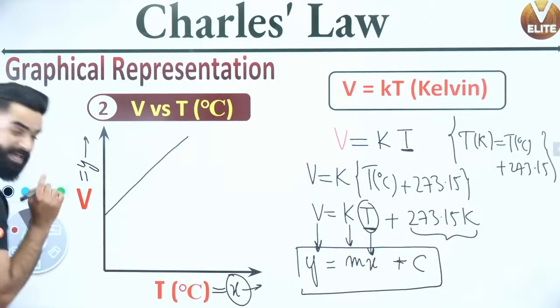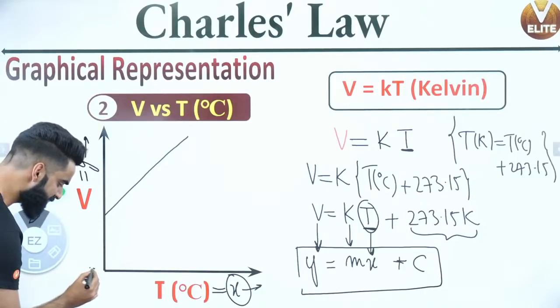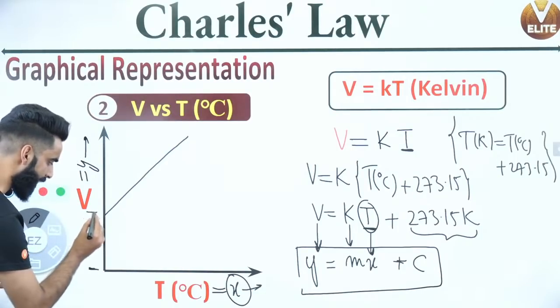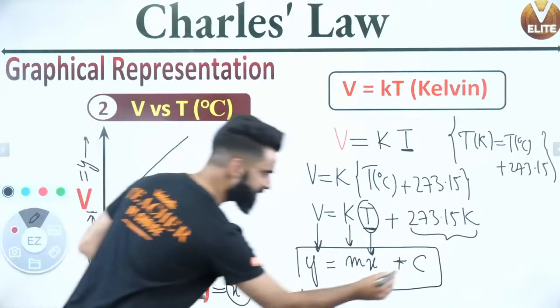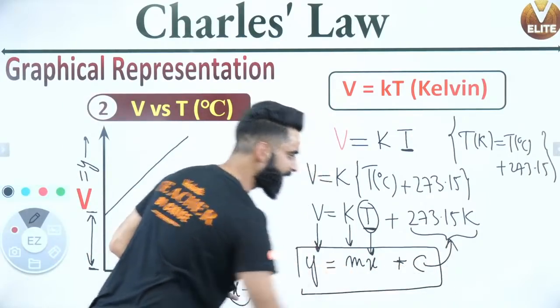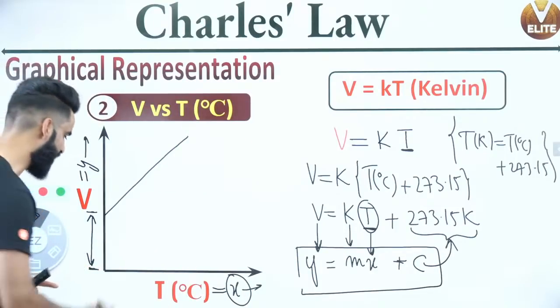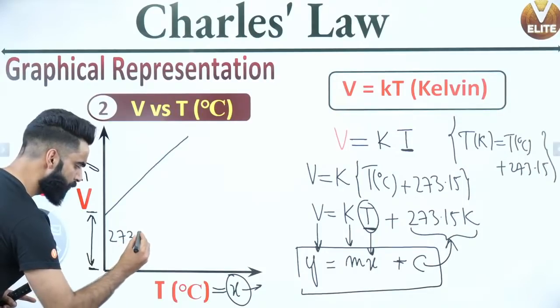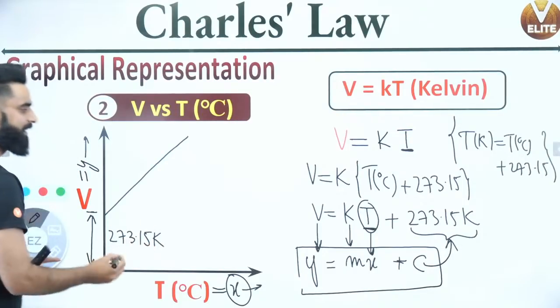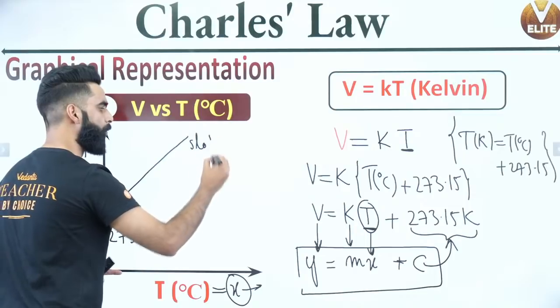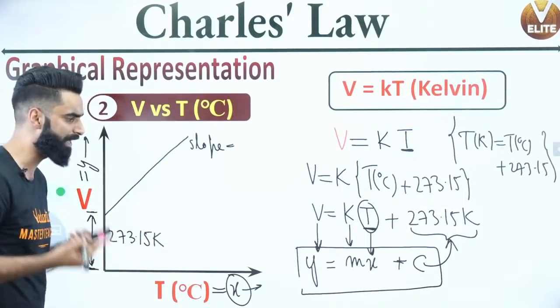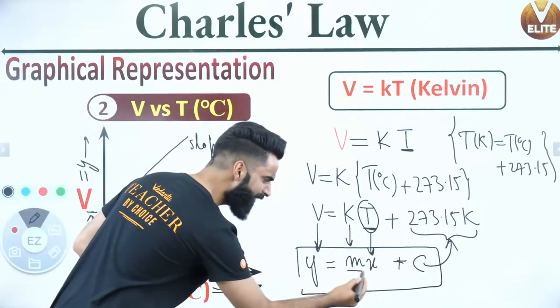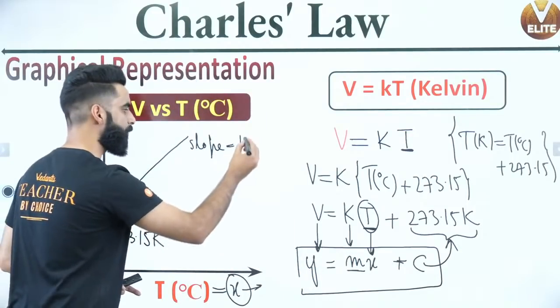Okay, people, let me tell you one more time, the distance from the origin to the point where the curve starts, this is what we call the intercept, and intercept is represented by C, and the C value over here is 273.15 K. So this intercept is going to be equal to 273.15 K. And what about the slope of the curve? Very simple. Slope means m value, and m value over here is equal to K.